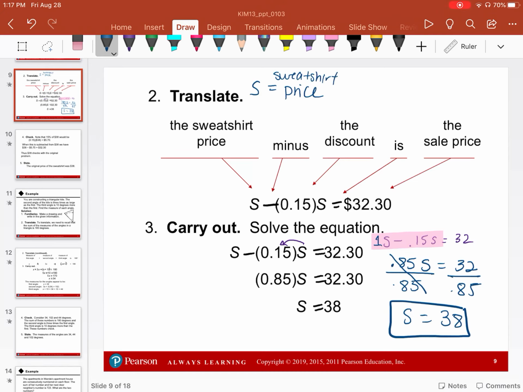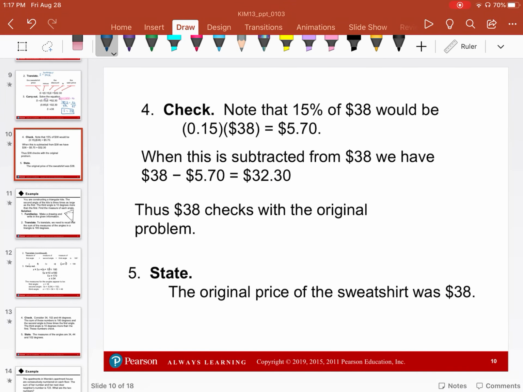Sweatshirt price. And you can always check it. The next slide shows us how we check it. So we have our formula, and note that 15% of 38 would be 5.70, and when we subtract 5.70 from 38, we get 32.30, which is what our problem said. It checks out. So our answer is the original price of the sweatshirt is $38.